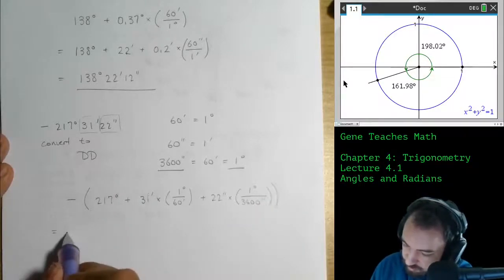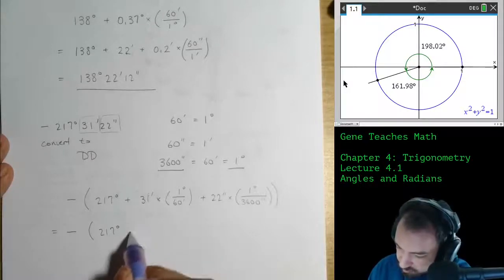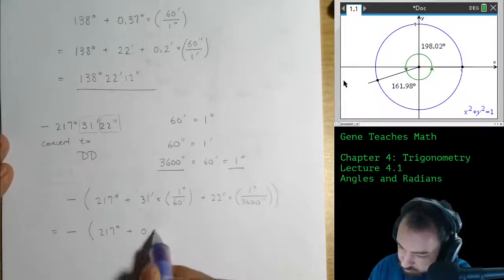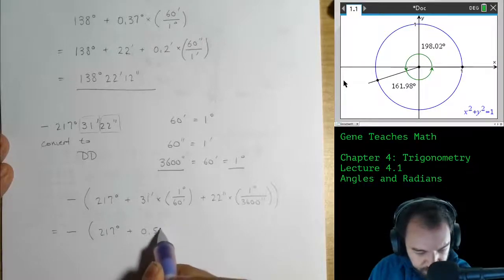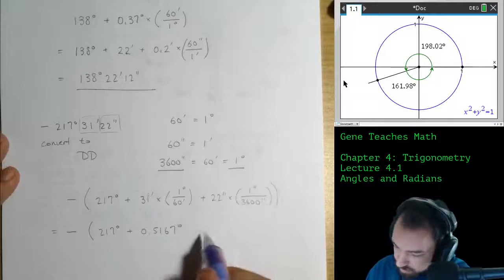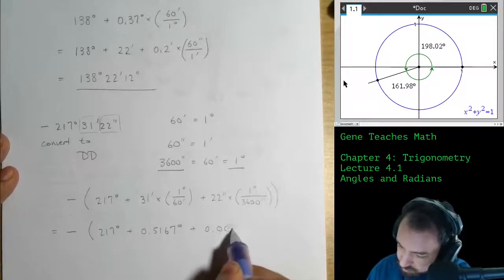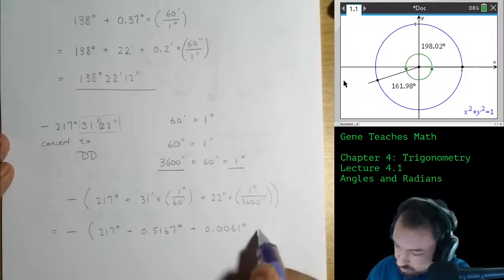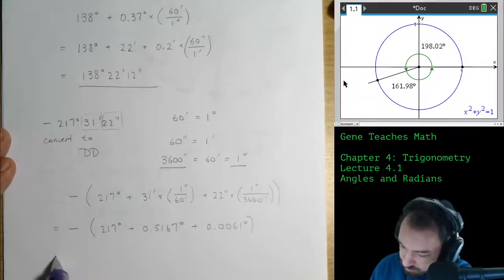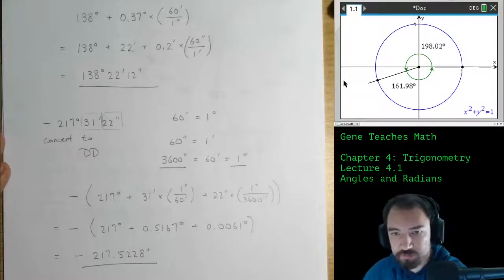Now if we put all this together, this is negative 217 degrees. This part is going to be plus 0.5, what did I do? I did 31 over 60, which is 0.5167. I cheated and punched this into a calculator. And then plus this right here is going to be 0.0061, rounding to 4 decimal places. And if I put all of this together, I'm going to get negative 217.5228 degrees. And here I have it.